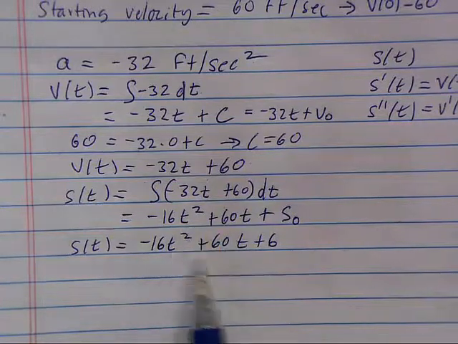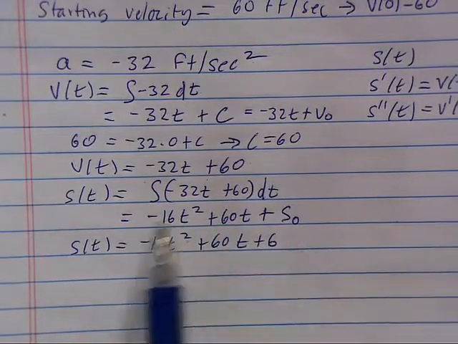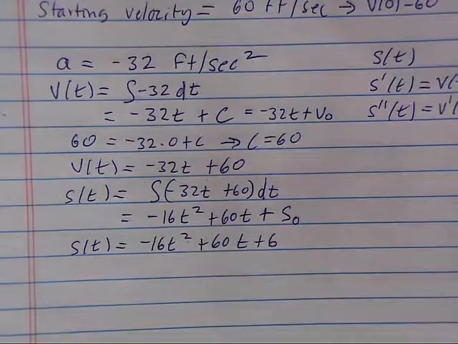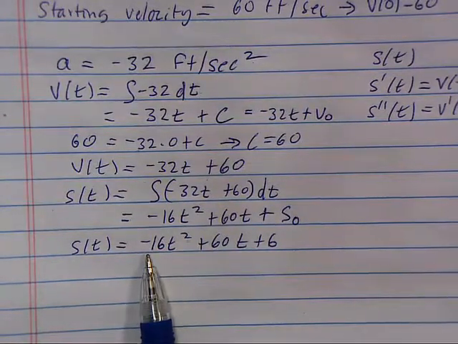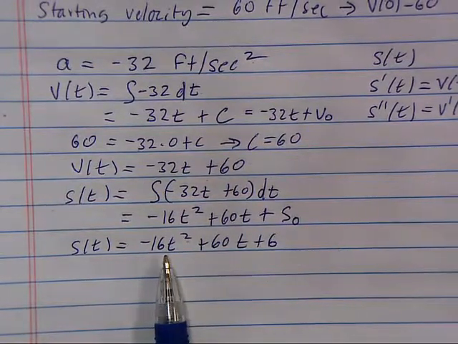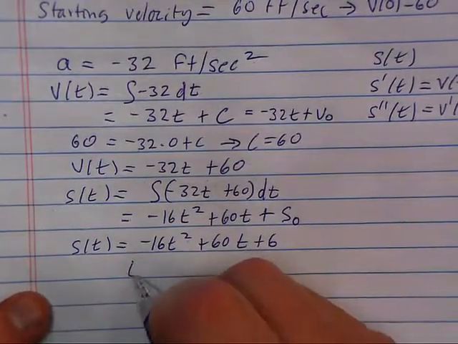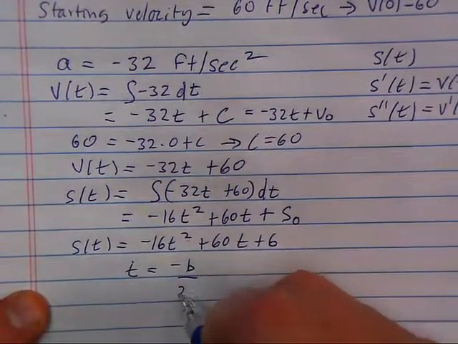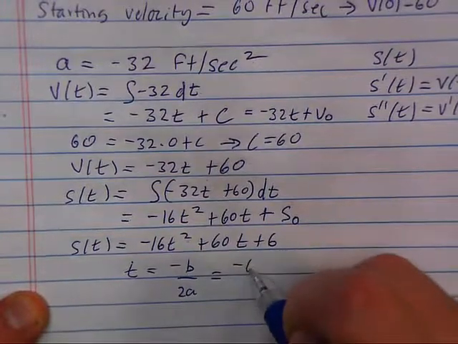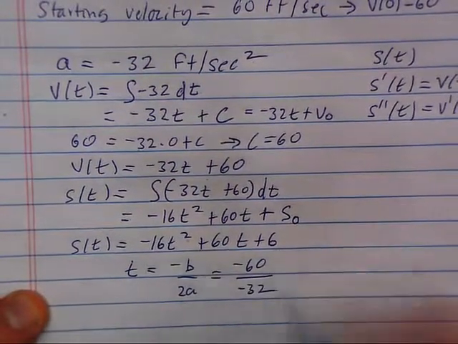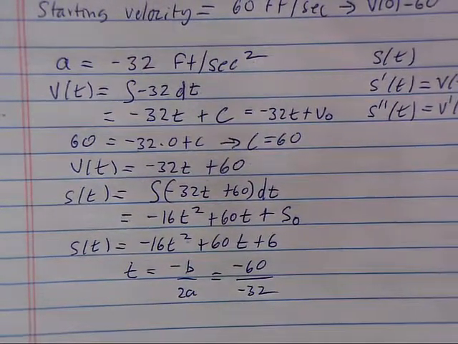If you graph this, what kind of picture would this be? Parabola. Does it open up or open down? Opens down. How do you find the highest point on a parabola that opens down? You find the vertex. So the question is asking you to find the vertex. t equals negative b over 2a, which is negative 60 over negative 32. So that's how long it's going to take. So t is going to be negative 60 over negative 32 seconds.